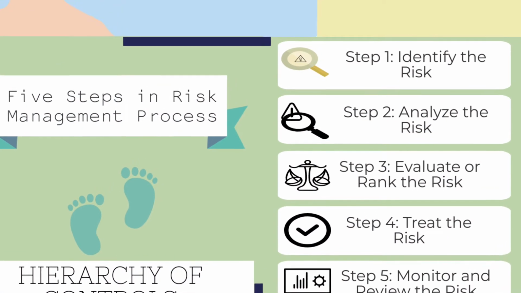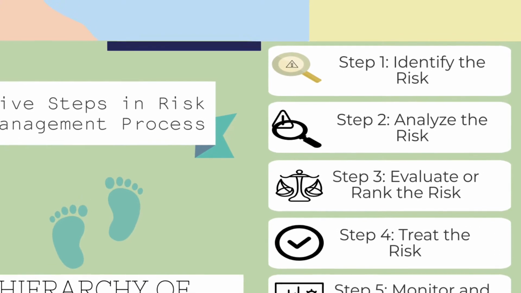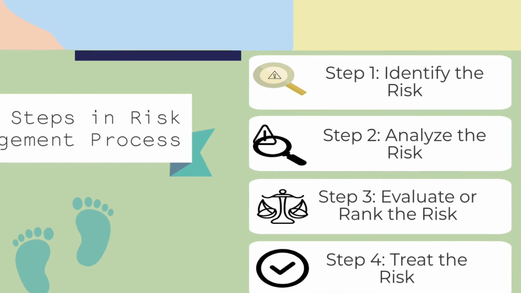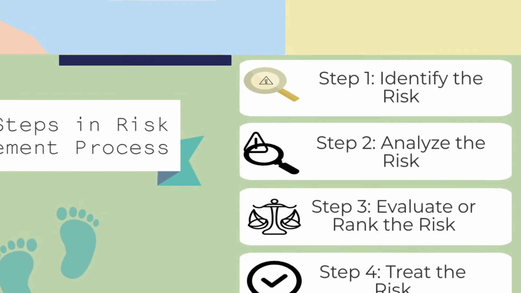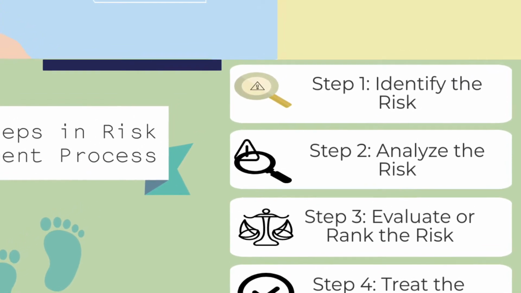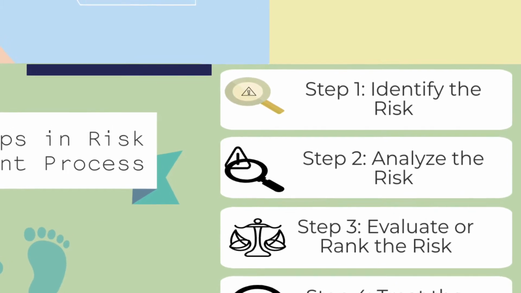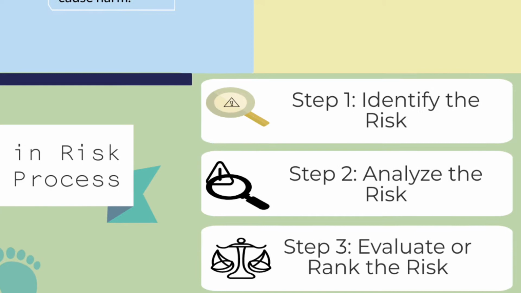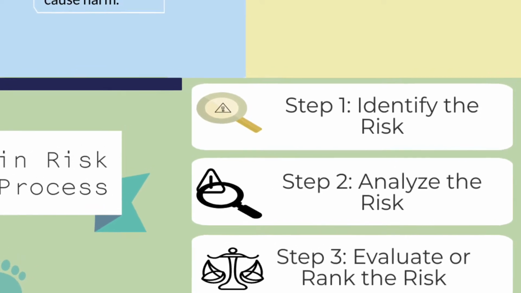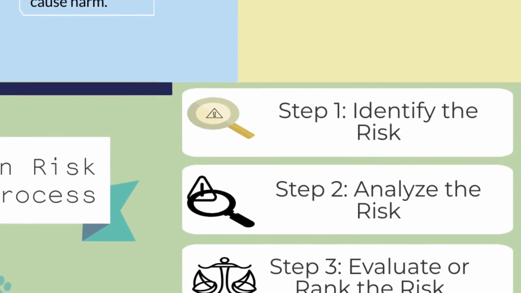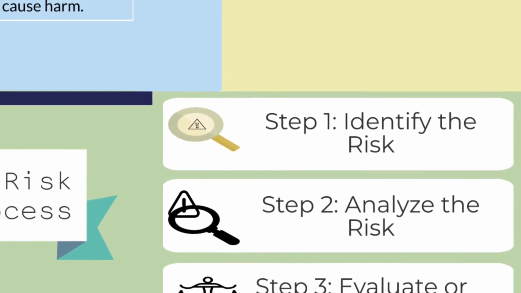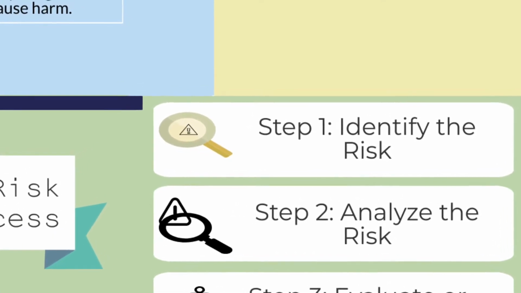Five steps in the risk management process. Step 1. Identify the risk. The first step is to identify the risk that the business is exposed to in its operating environment. There are many different types of risk: legal risk, environmental risk, market risk, regulatory risk, and many more. It is important to identify as many of these risk factors as possible.